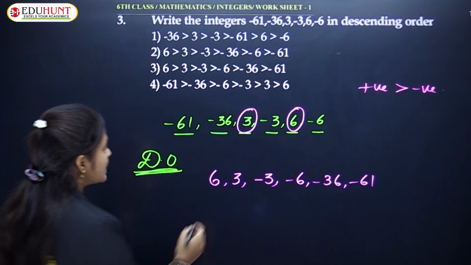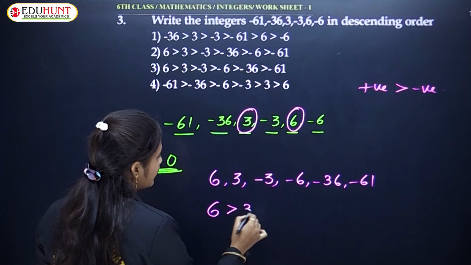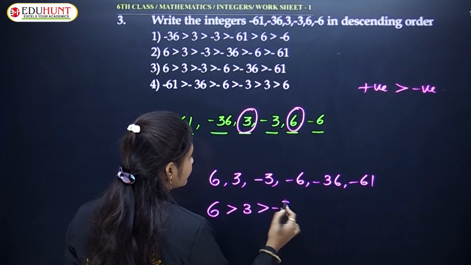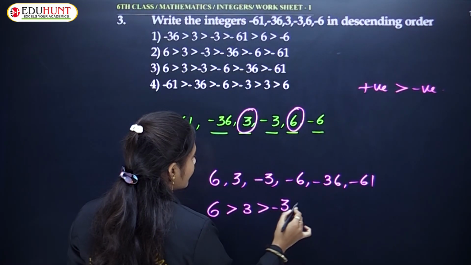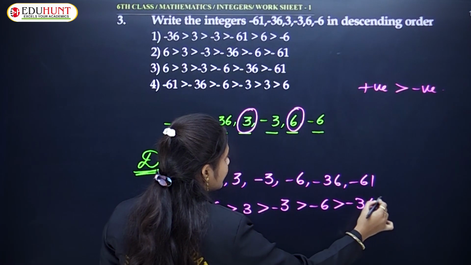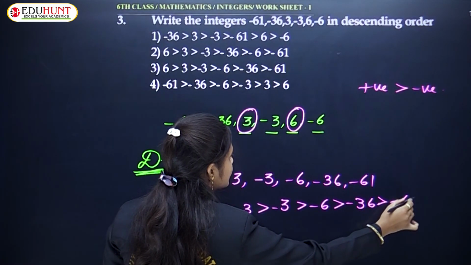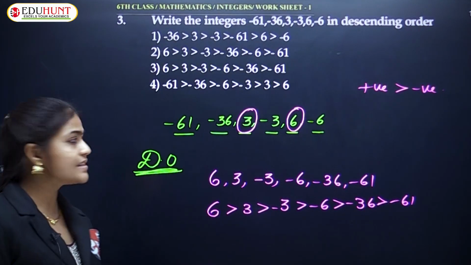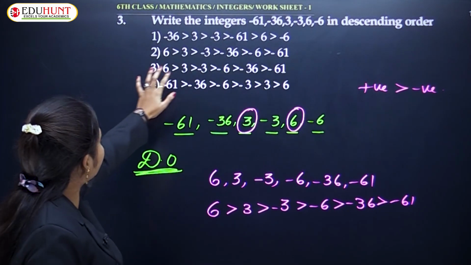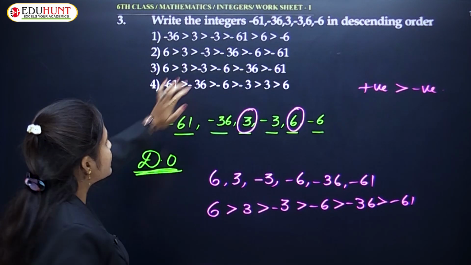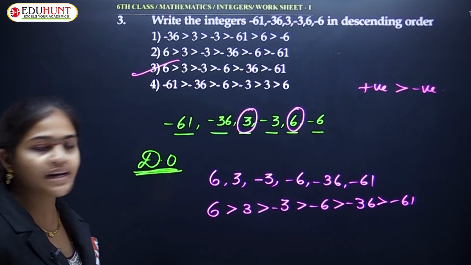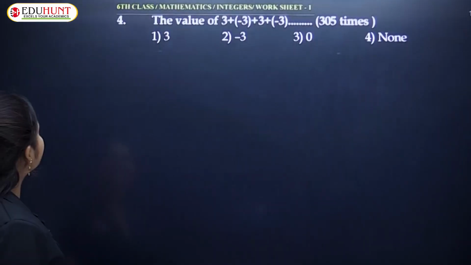So in descending order, 6 is greater than 3, greater than minus 3, greater than minus 6, greater than minus 36, greater than minus 61. Understand? So which option is satisfying that? 6, 3, minus 3, minus 6, minus 36, minus 61. Option 3 is satisfying here. Yes. Let us see the next one.